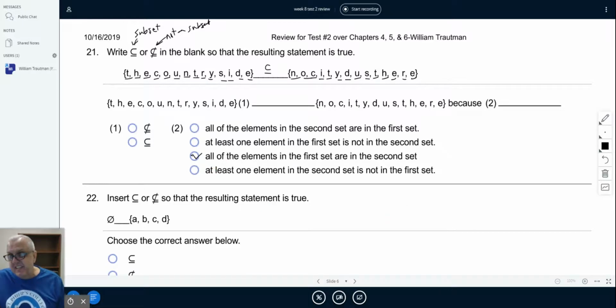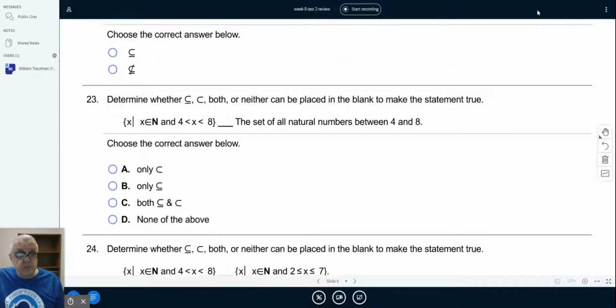I'm going to 23. Once again, these are very similar to what's on the test.